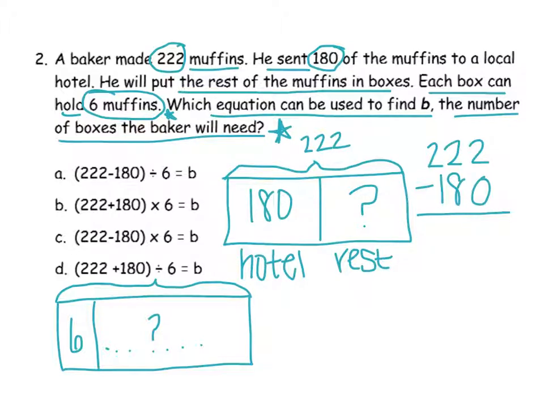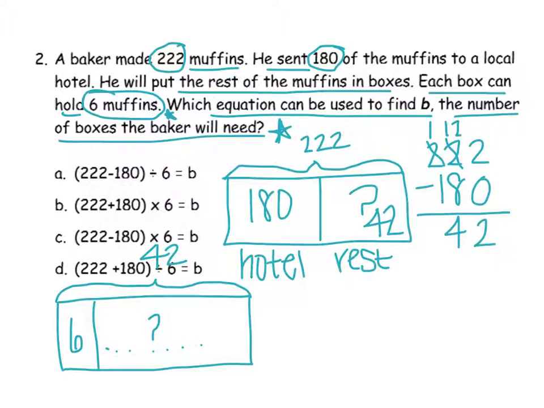So 2 minus 0 is 2. I cannot do 2 minus 8, so I have to borrow 1 from the hundreds. So 2 becomes 1, and then I'm going to bring back a 10 to the 2 in the 10s I already have, so now I have 12. 12 minus 8 is 4, and 1 minus 1 is nothing. So that means that the baker had 42 muffins left over. So I'm going to put that in my piece of tape. So now I have the second part.